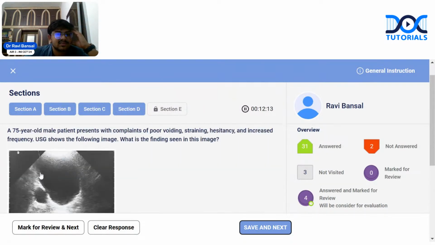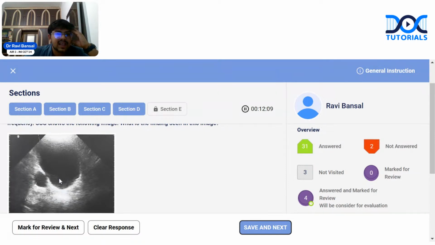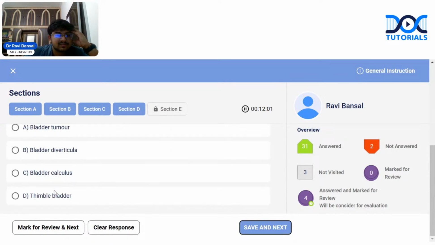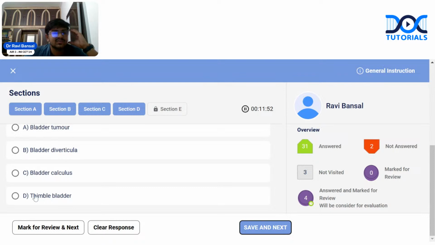Bladder calculus, you see those symptoms, but calculi, I think, will be shown as something whitish in the black background. I do not see this, it is homogeneous black. Thimble bladder is a feature of TB of the bladder. If they give thimble bladder, they will give you sterile pyuria. So this cannot be the answer. So I'm thinking about bladder diverticula.